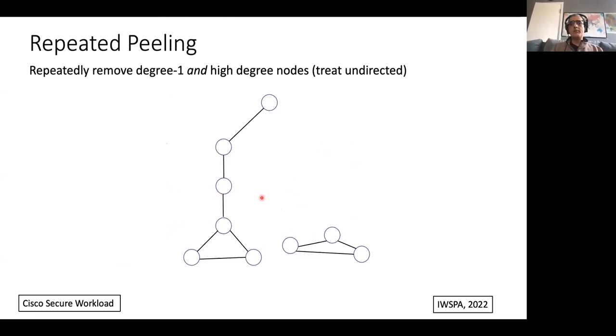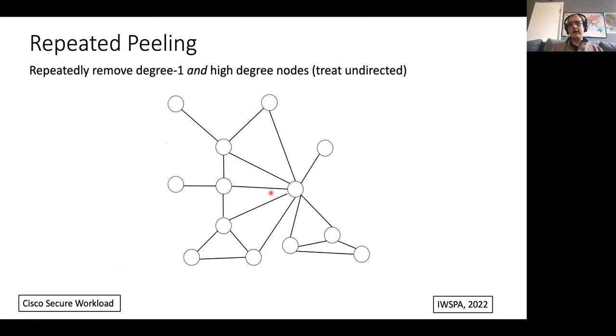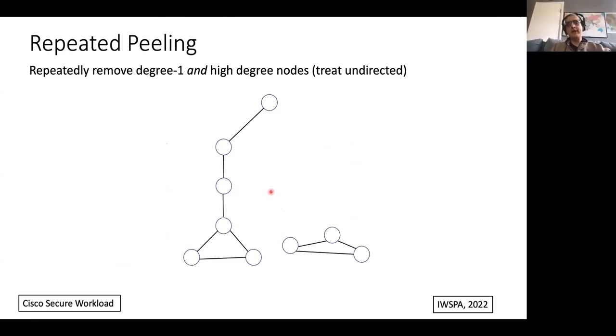So in this case, if we remove high degree and degree 1 nodes together and then repeat the process, so if any other node becomes orphaned or has the low degree, degree 1, we remove it again and again and again, you can see that only these 3 well-connected cycles remain.